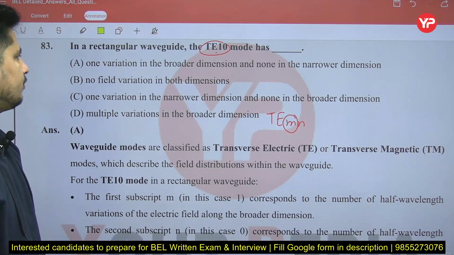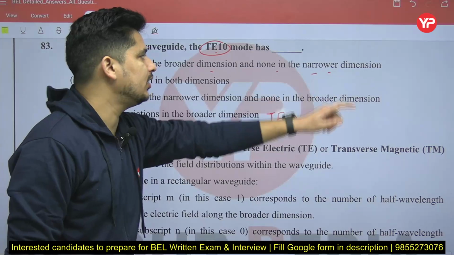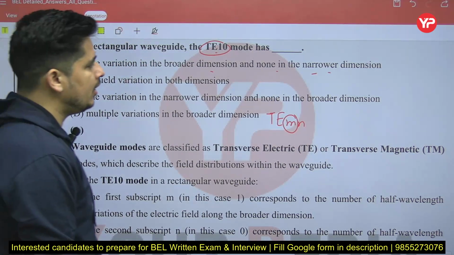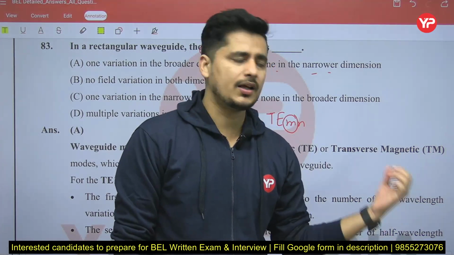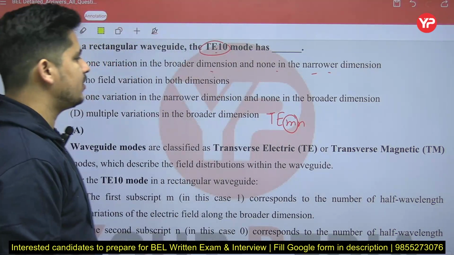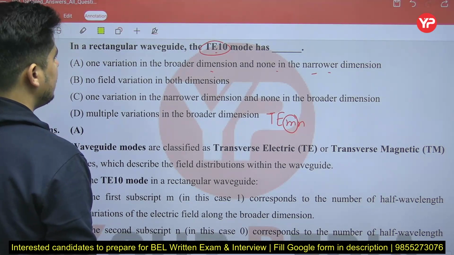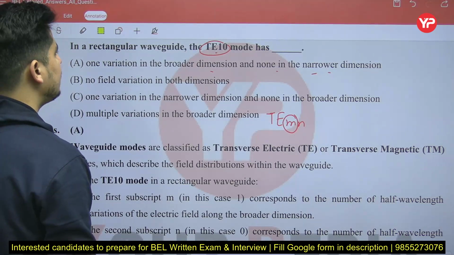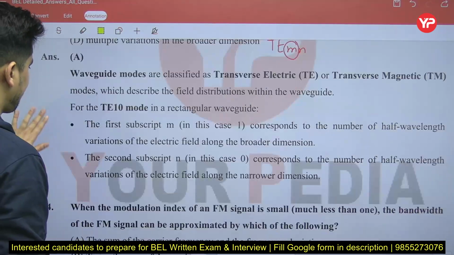TE10 means one half wave. So one variation in the broader dimension, none in the narrow dimension. Again I am repeating, in TEmn, m means the number of half-wave variations along the broader dimension, n is the number of half-wave variations along the narrow dimension. So you can say one variation in the broader dimension and none in the narrow dimension.